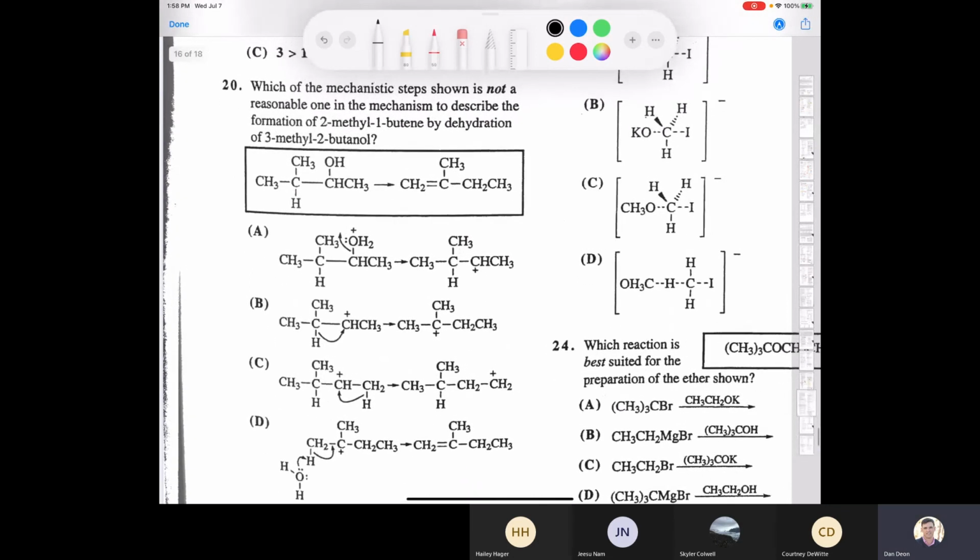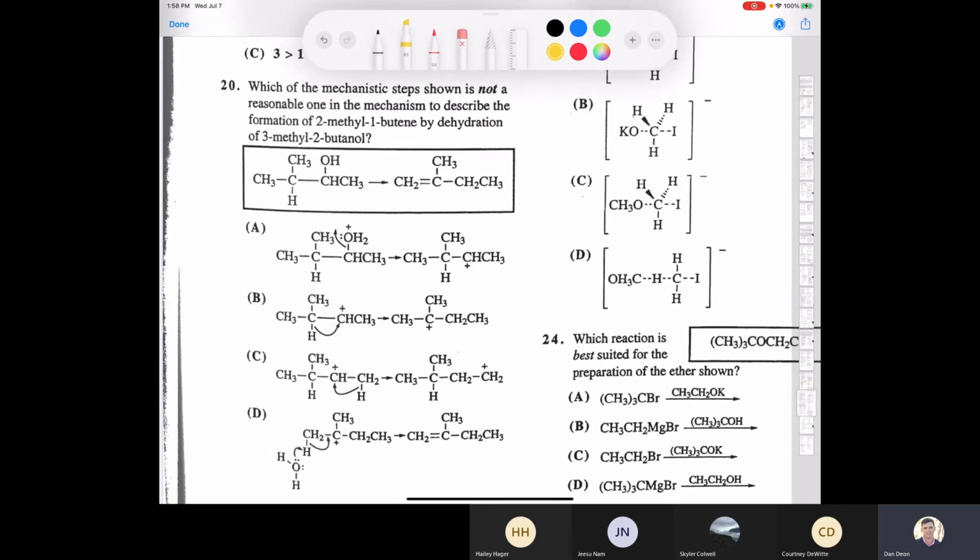Question 20 says, which of the mechanistic steps shown is not reasonable for the mechanism to describe the formation of 2-methyl-1-butene by dehydration of 3-methyl-2-butanol? One thing I noticed with this problem is they're asking you to make a Hoffman product, but hey, you got to know where Hoffman products come from too. So can anybody tell me which one of these just looks unreasonable? For this conversion, we're trying to go from here to here. Don't think about making Hoffman products, or sorry, Zaitsev products, because that's not what the question is about.